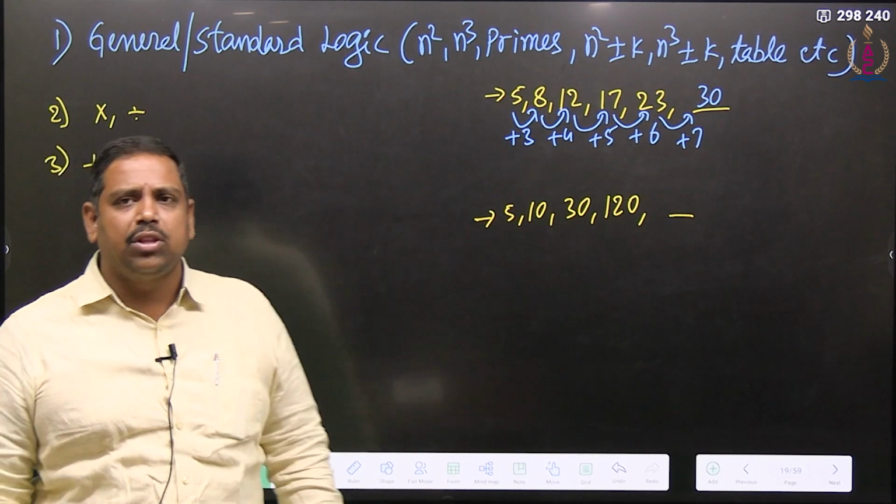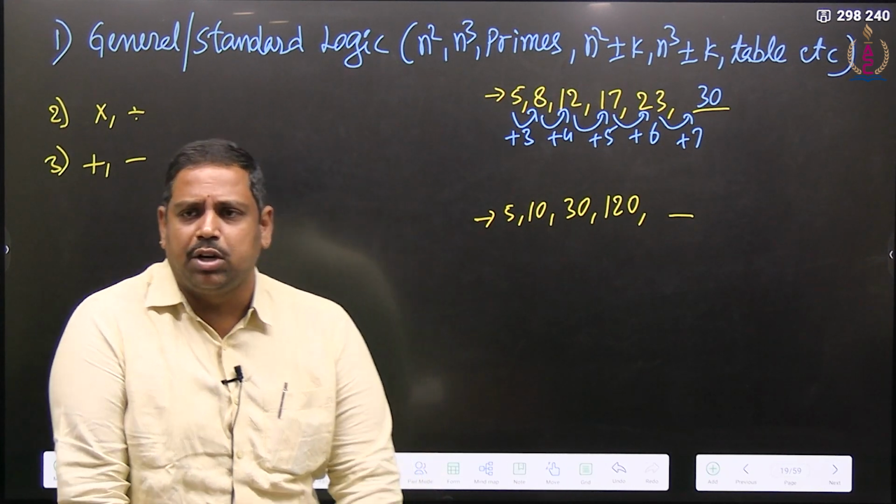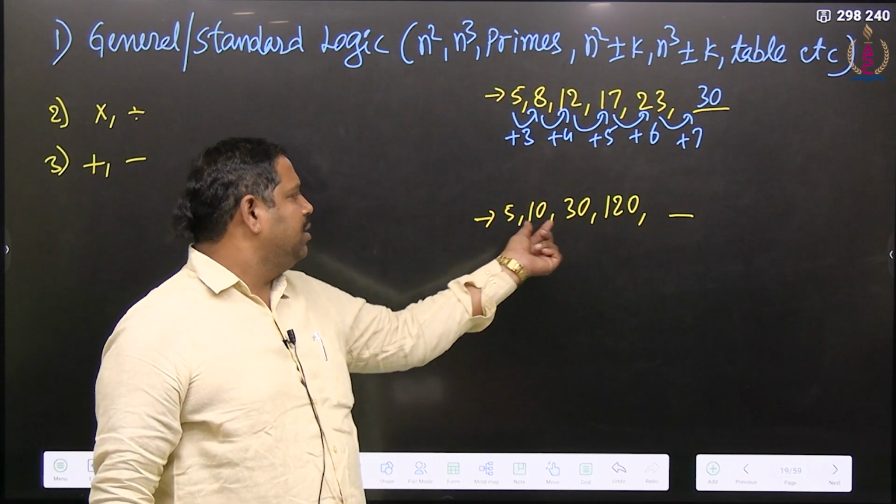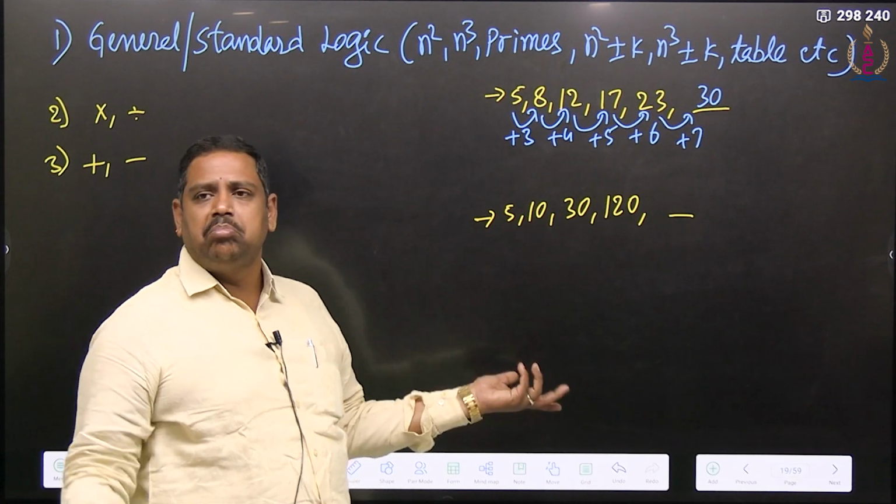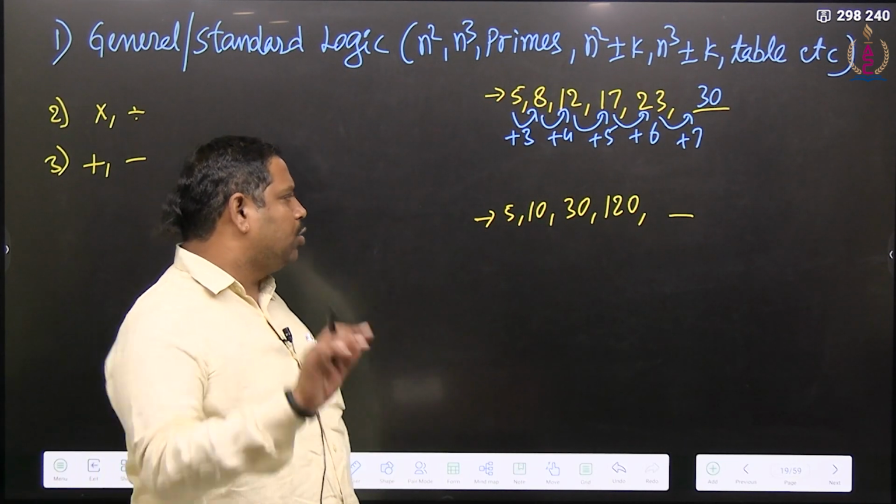The other logic I said about 30 is 5 into 6, the product of two consecutive natural numbers. 5 into 6. 5 into 2. 5 into 1. No. Leave it. So go to the next one.